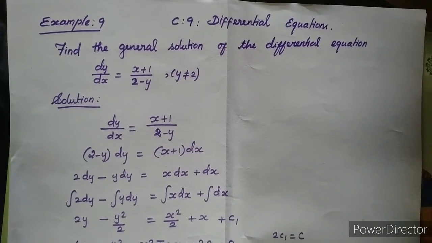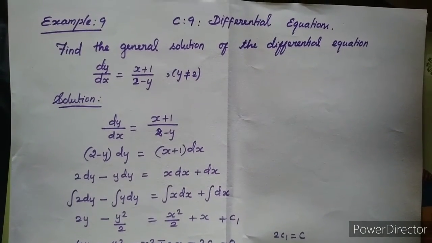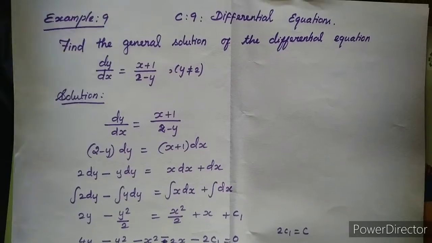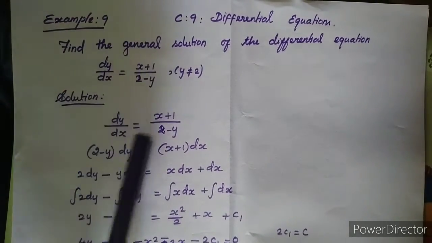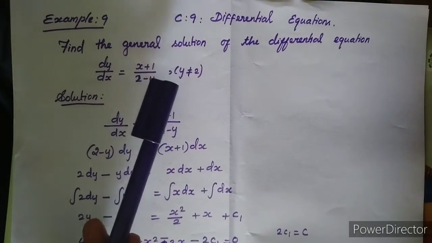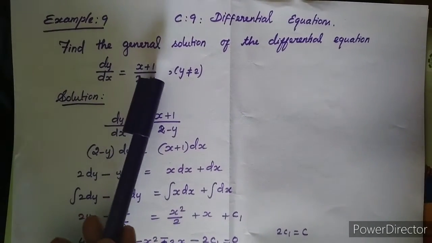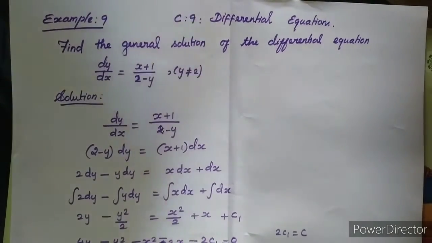This is chapter number 9, differential equation, example number 9. Find the general solution of the differential equation dy by dx equal to x plus 1 by 2 minus y. Here y value is not equal to 2 because the denominator is 2 minus y. If y equal to 2, 2 minus 2 will be 0. So it is in indeterminate form. So y not equal to 2.